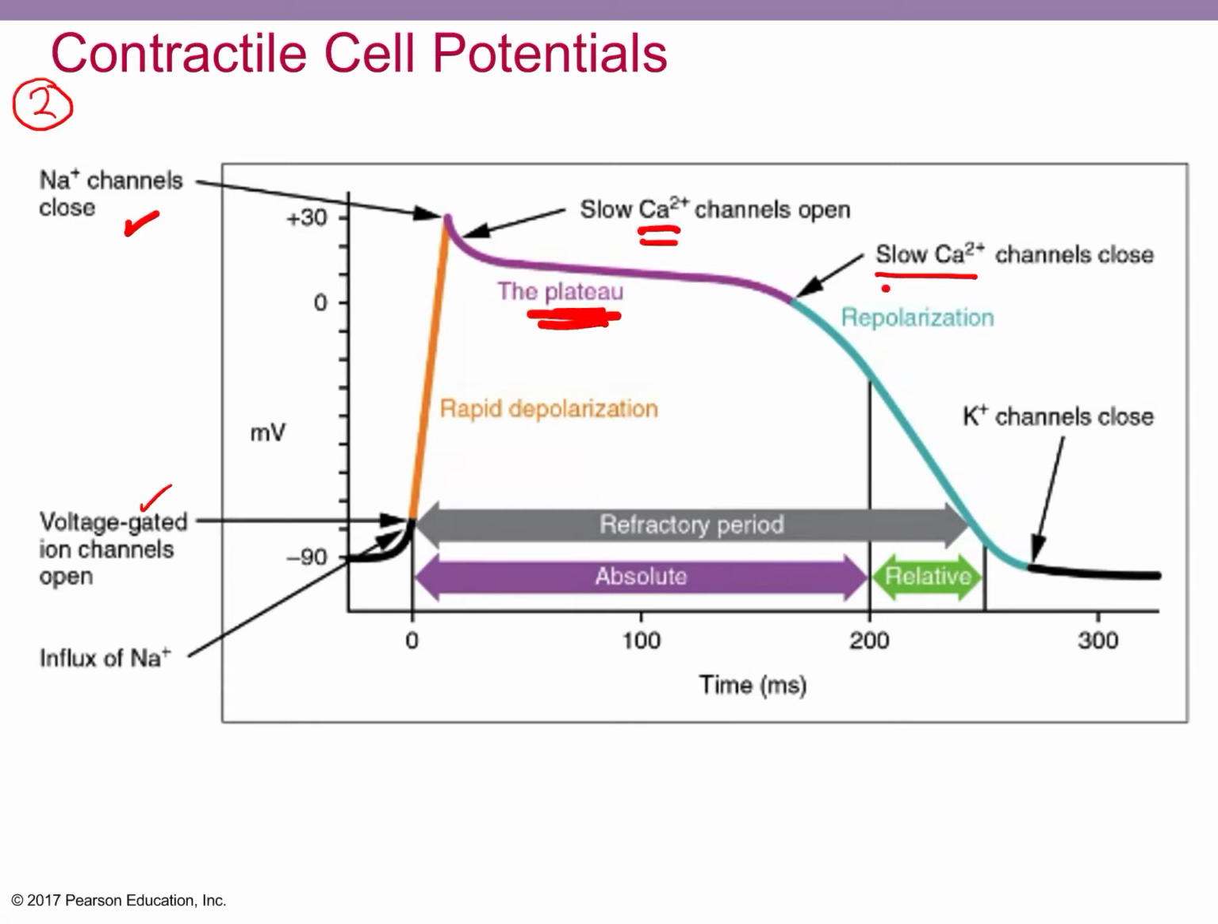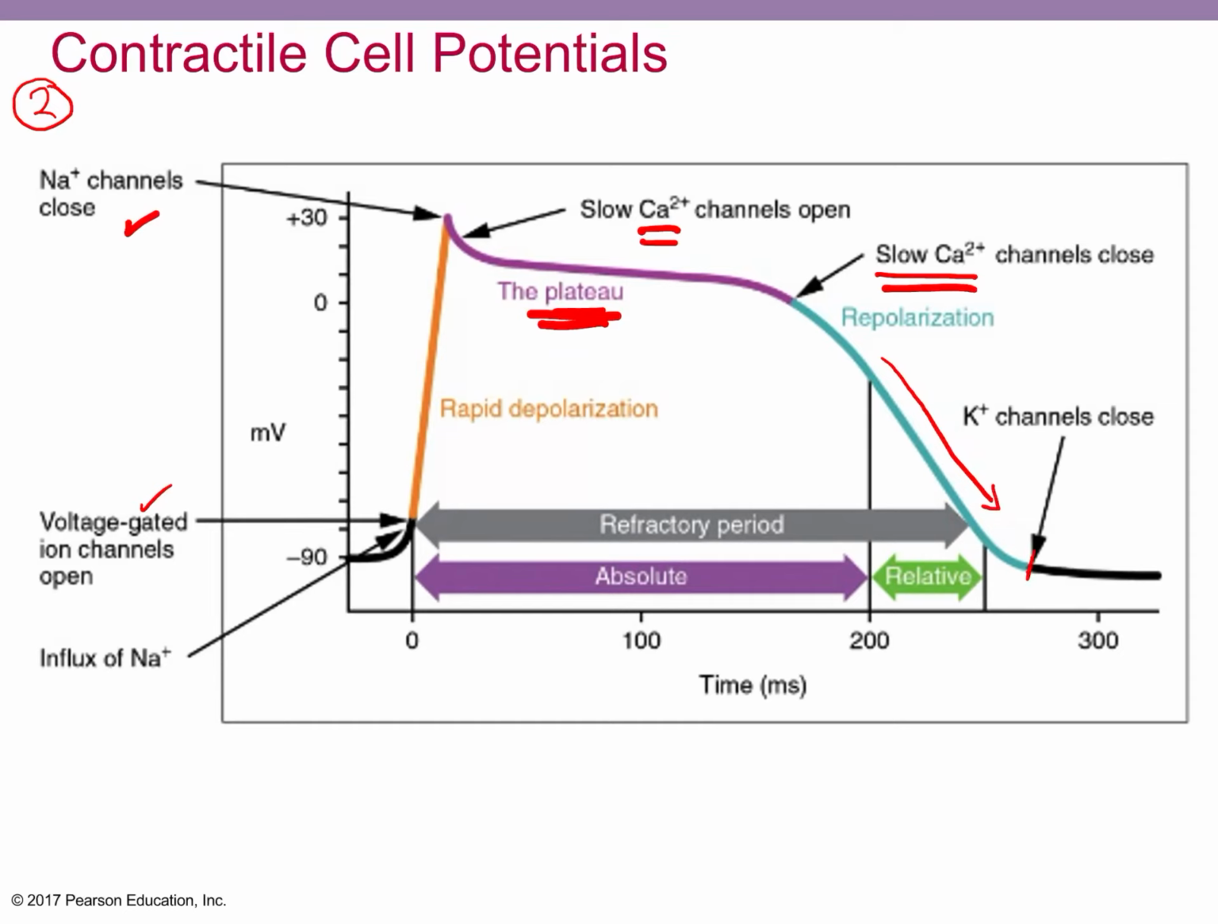All right, and so these slow calcium channels will start to close eventually, and then you're going to begin repolarization, and repolarization is the same as what you're used to. We have the potassium channels opening, right? So potassium channels open, potassium will leave the cell, driving the membrane potential back towards negative.